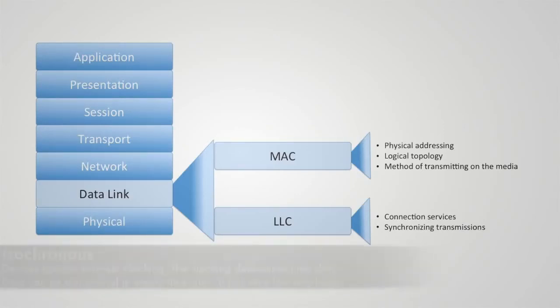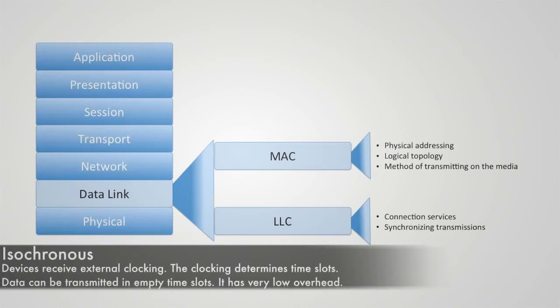First of all, isochronous. Here, the devices can look to a common device for clocking. This is an external device, and this external clocking device is going to create fixed time slots. The devices can then determine if a time slot has any free space, and if it does, a device can transmit data in that time slot. A big advantage of this isochronous approach is that it has very little overhead.